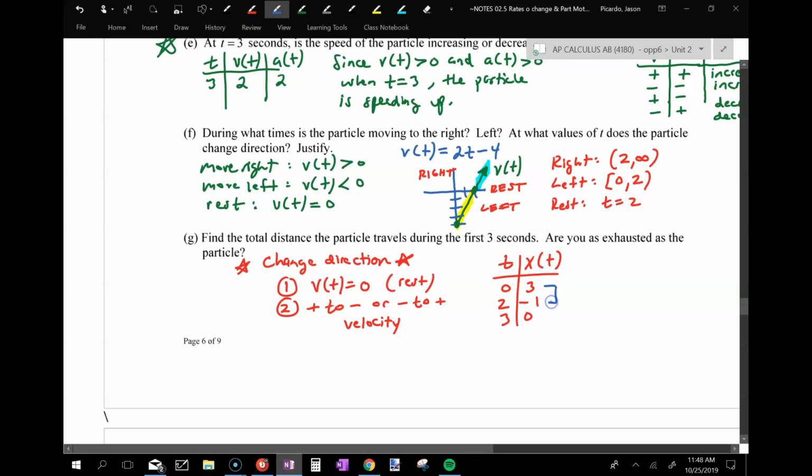So how far did I travel? 4 units, right? And then I changed direction at 2. And then I started moving to the right from 2 to infinity. But we only want to know what happens until 3, right? So how far was it from 2 to 3? 1 unit. And so 4 plus 1 equals 5. We had a total distance of 5 units traveled.